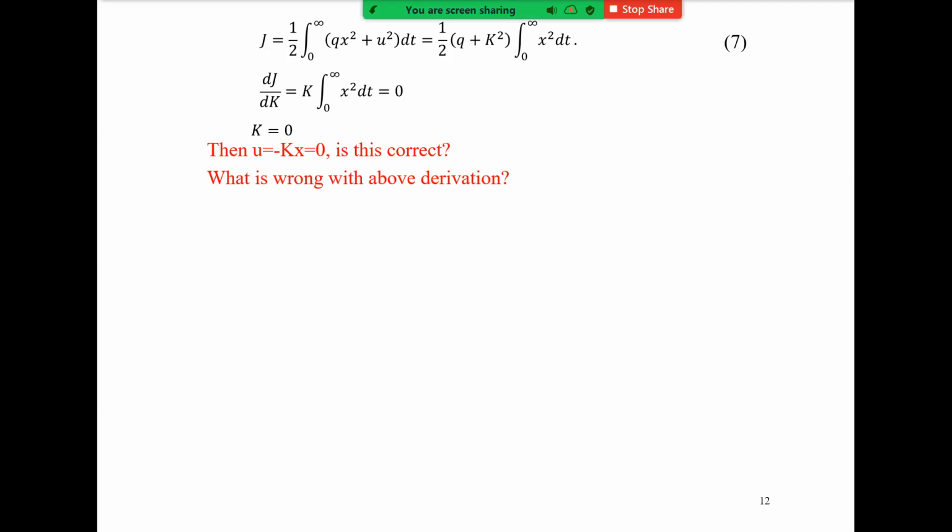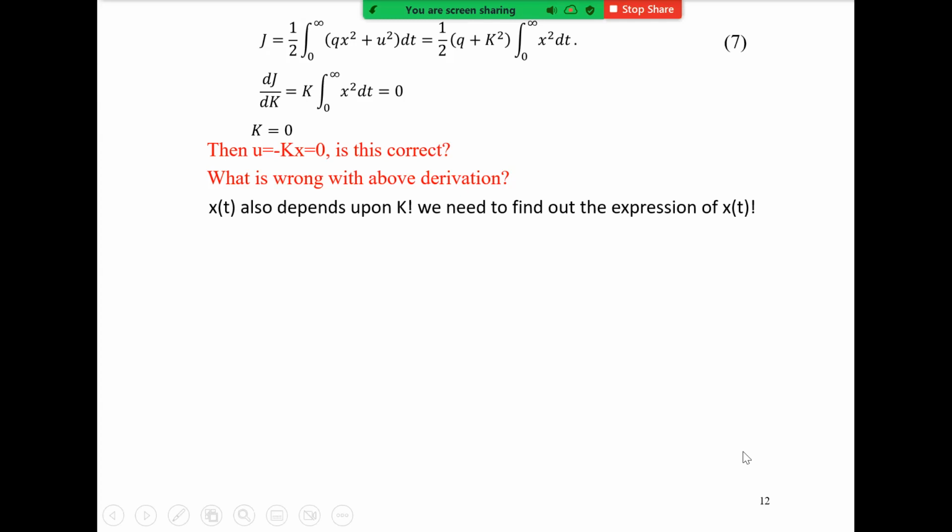When x equals 0, k can be any value. x will not be 0, right? We know x0 is not 0. Yes, exactly, we won't do that. x actually is also a function of k. x depends upon the state variable, depends upon the control law, right?